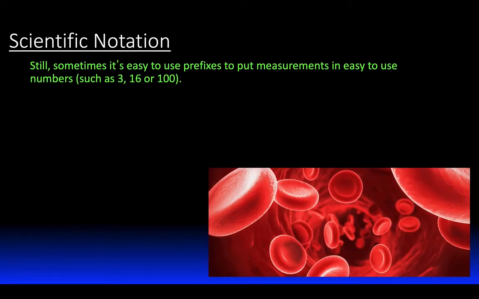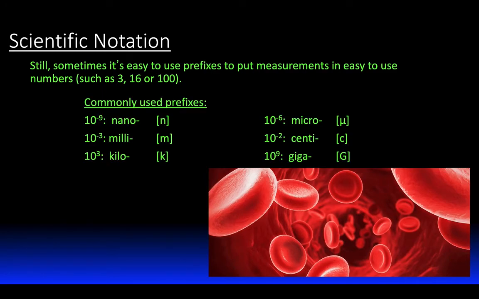Still, sometimes we don't always want to keep repeating times 10 to the whatever power, so we do put prefixes in front of numbers. The common prefixes: 10 to the negative 9 means nano, that is lower case letter n. 10 to the negative 6, lower case Greek letter mu for micro, times 10 to the negative 3 for milli, times 10 to the negative 2 for centi, and then kilo and giga, times 10 to the 3 and times 10 to the 9 respectively. Sometimes you'll also see mega, which means times 10 to the 6 or times a million.